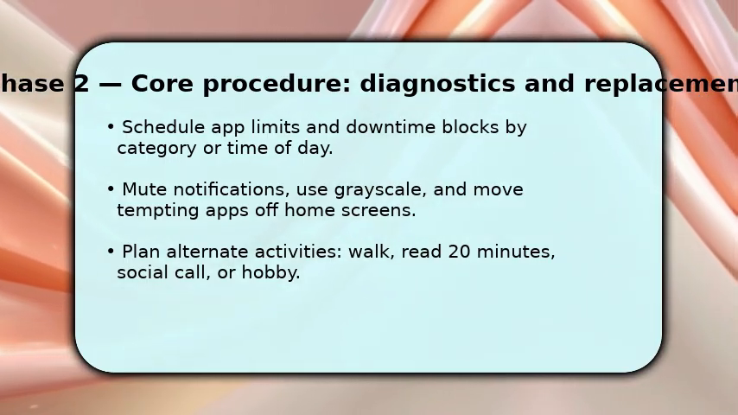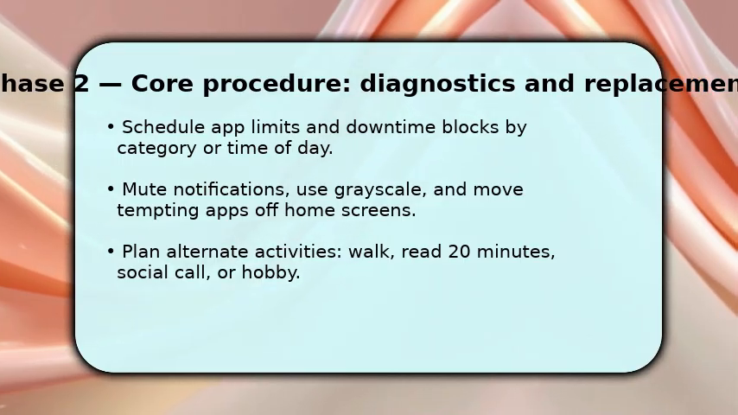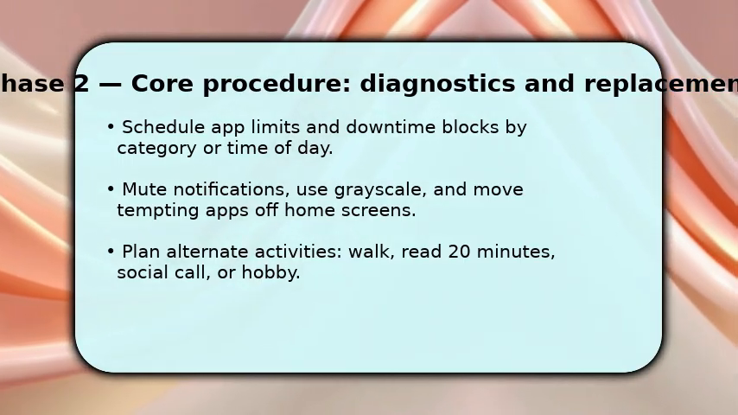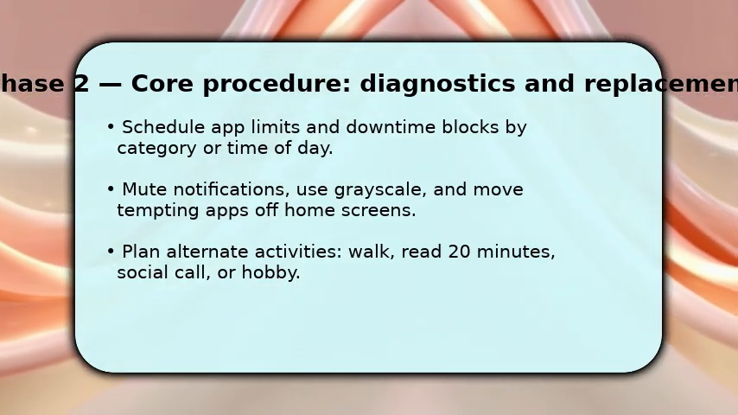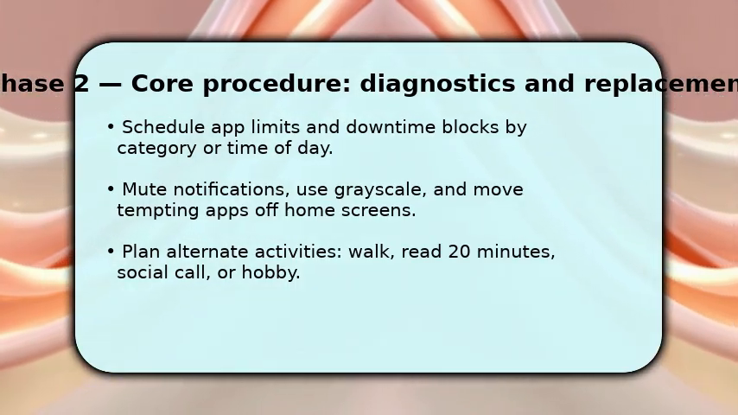Pair each restricted window with a replacement activity, a 20-minute walk, reading, or a short call, so you're not just cutting, you're swapping. These steps address both environment and habit, which is why they work.